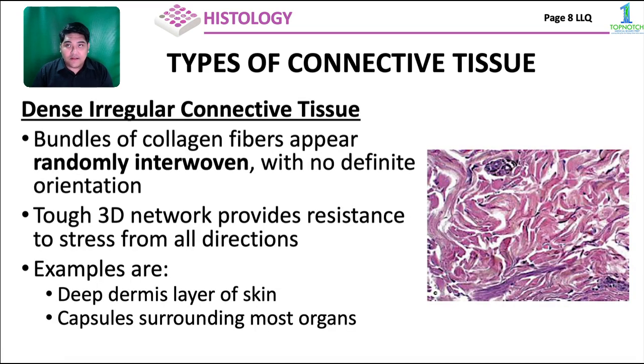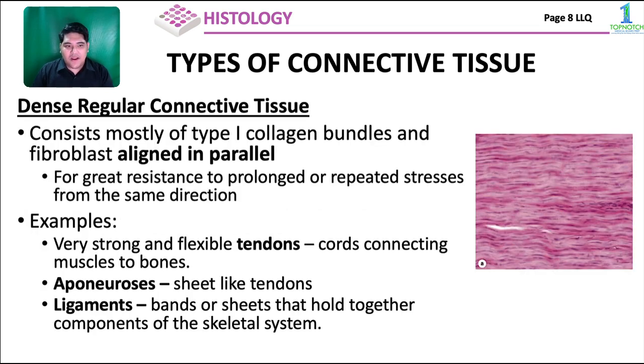Syempre, kung may dense, no, irregular, merong dense irregular. So we can actually classify your dense connective tissue into two types, irregular and regular. Okay? So dito makikita nyo very irregular yung ating presentation ng ating mga fibroblasts, no? So bundles of collagen fibers appear randomly interwoven with no definite orientation. Okay, saan nakikita ang dense irregular? Deep dermis layer of the skin, and then capsules surrounding most organs. Your dense irregular.